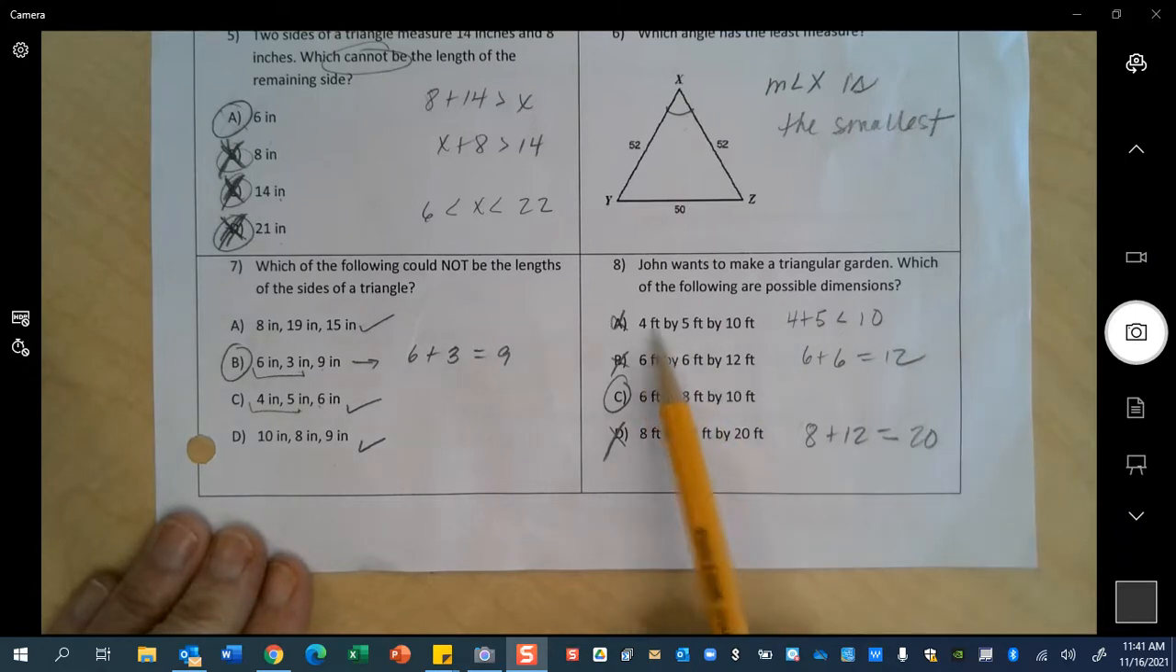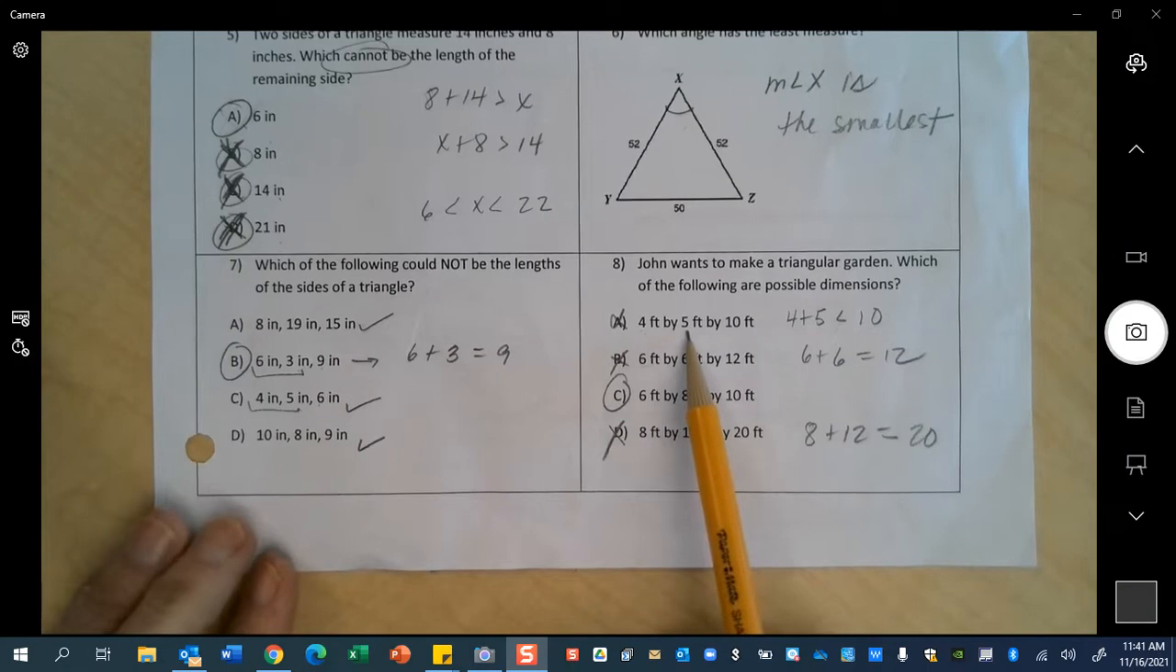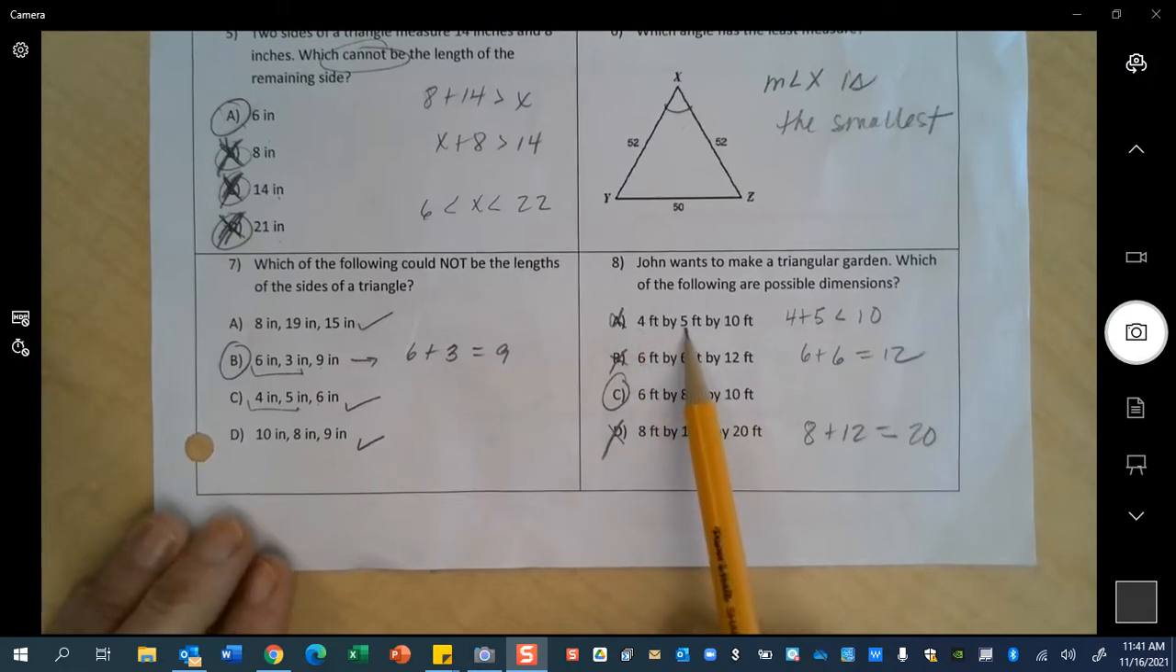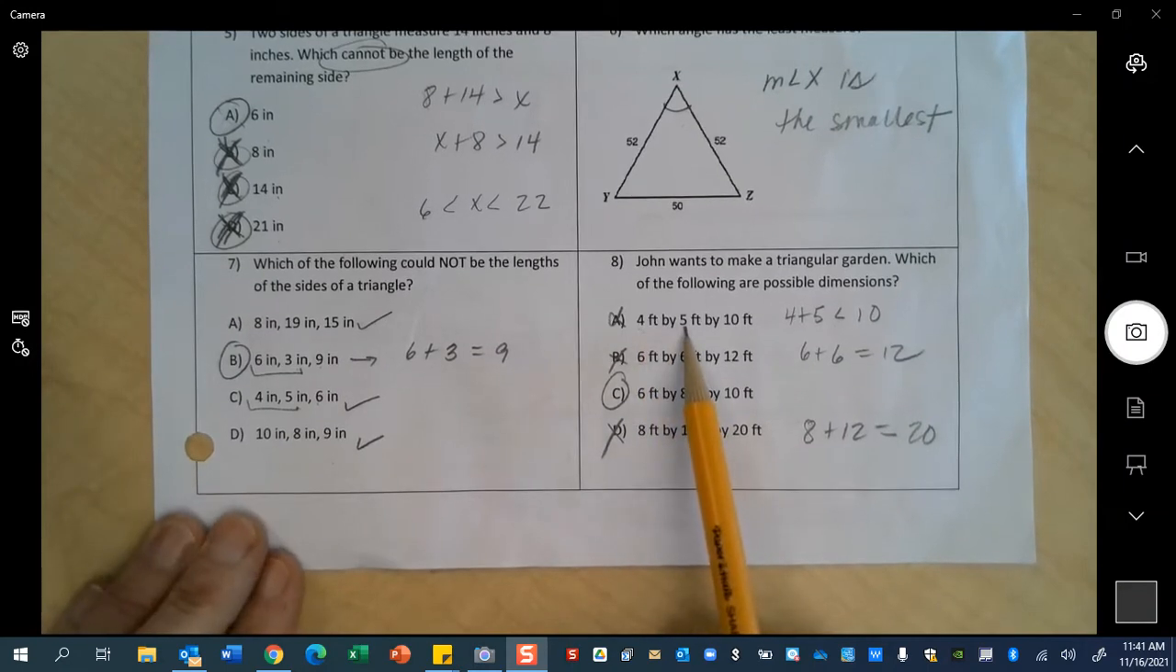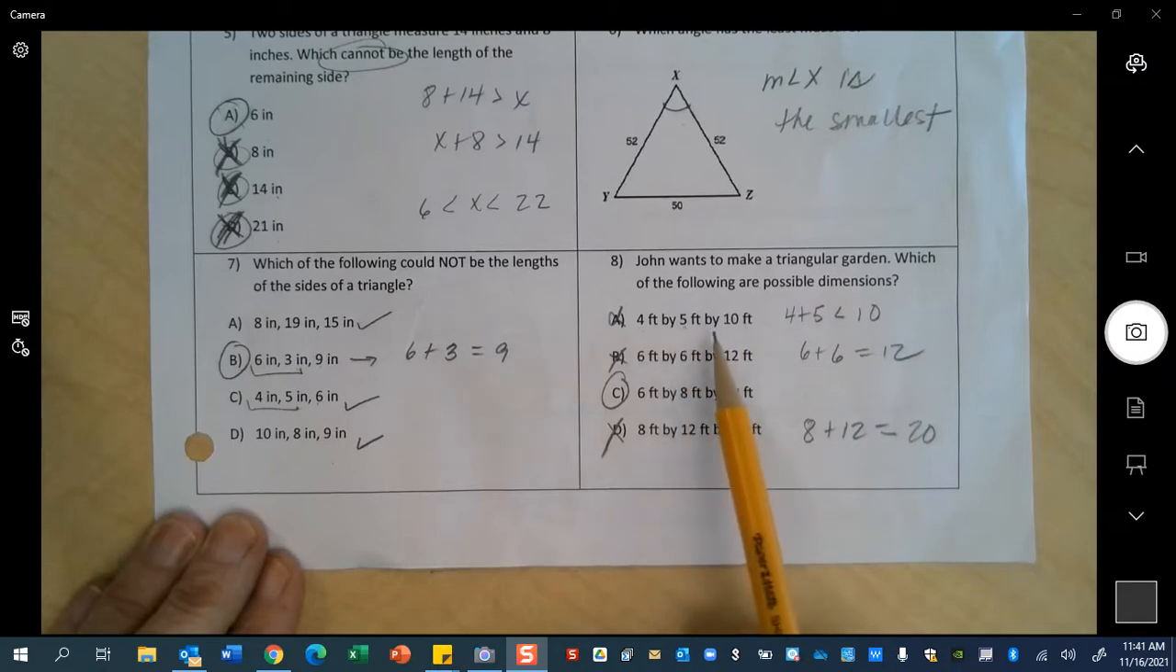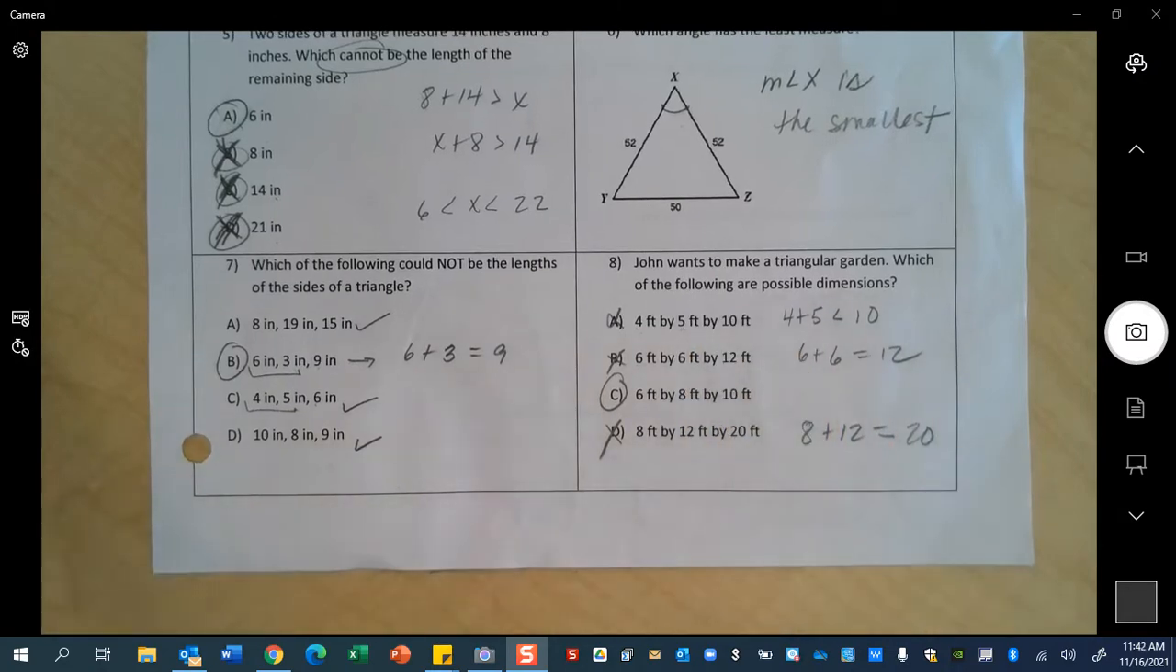So if I add 4 and 5 together, that's 9. So the sum of any 2 sides has to be bigger than that third side. And 9 is not big enough. So if I had a 4 and a 5 and a 10, Sabrina, I'd get a triangle that no matter what I did, the sides weren't long enough to meet. I would end up with something like this.